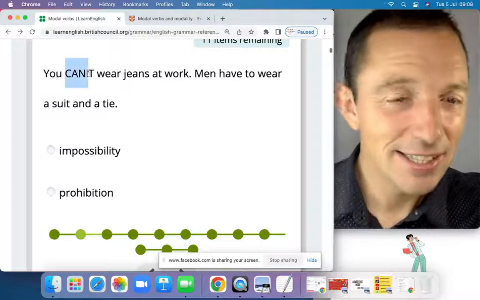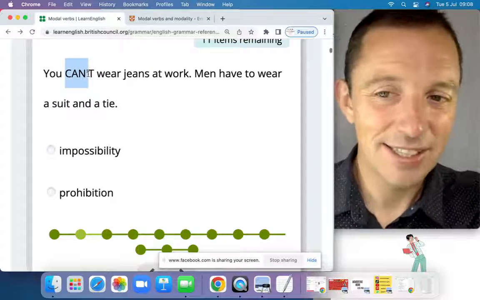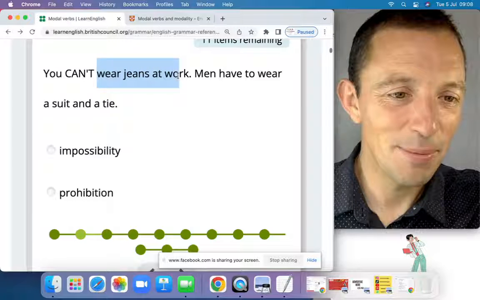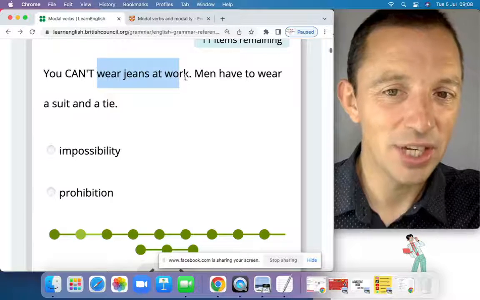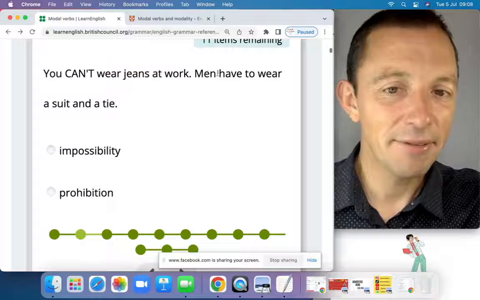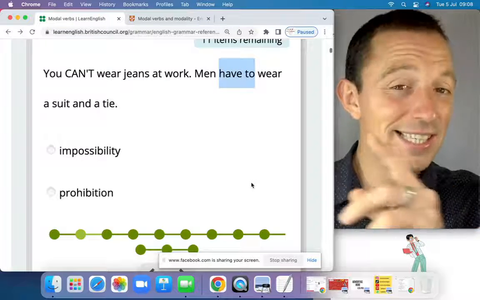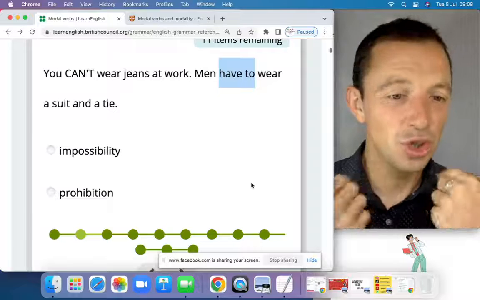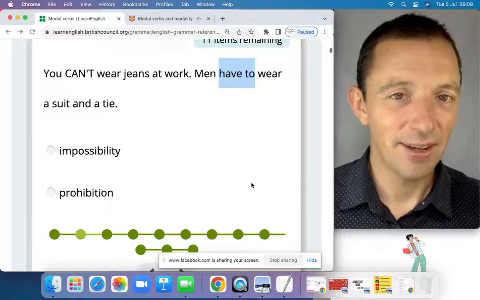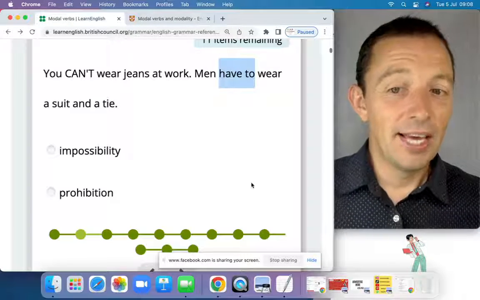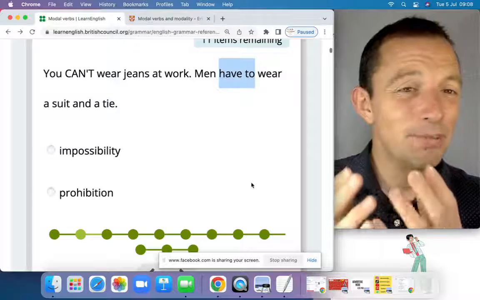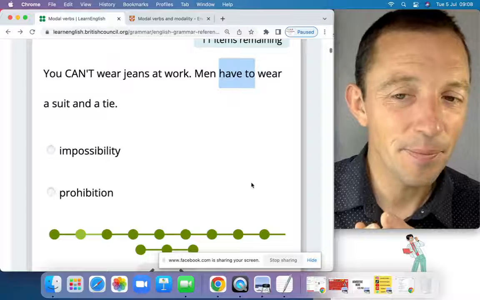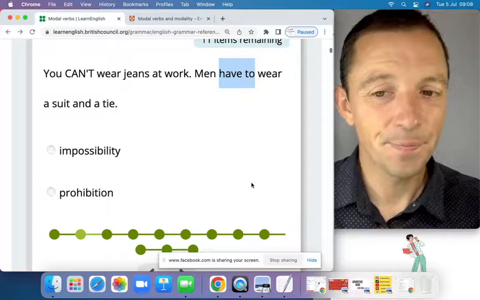Number 2. Can and can't. Again, you can't wear jeans at work. It's impossible. You cannot wear jeans at work. Men have to. Is this another way to say must? Men must wear a suit and tie. Is this impossibility or is this prohibition? And this is very interesting. What do you think is the correct answer?